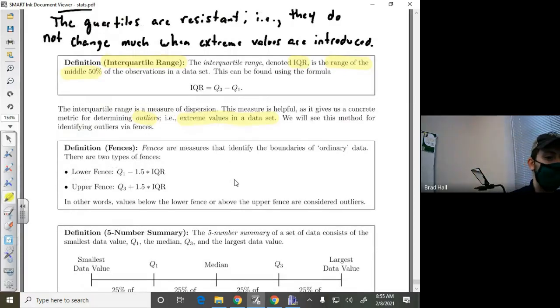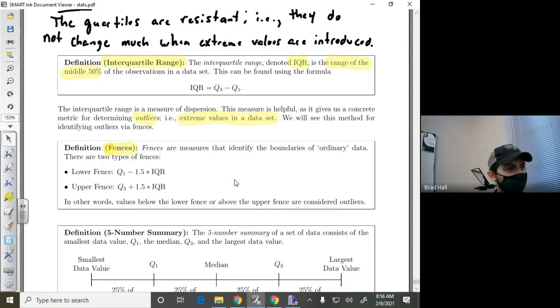Fences are exactly the boundaries within which the expected or typical values, in other words non-outliers, fall. If values fall outside of the fences, they are considered outliers. There are other methods in practice used to find outliers. Fences aren't the only one, but this is going to be the predominant one we look at in this class. So fences are boundaries that help identify ordinary data that should belong in that set.